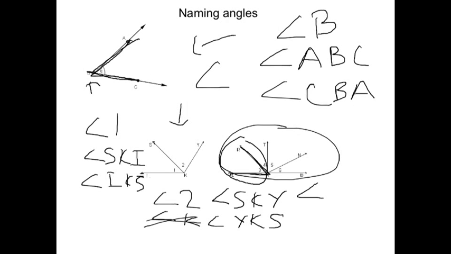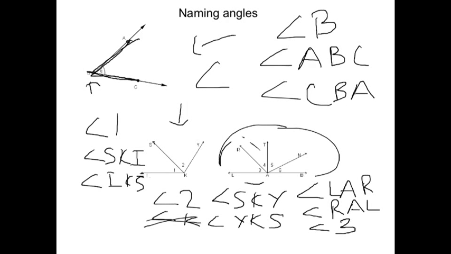So that angle would be angle LAR, angle RAL, or angle 3. I could call it angle A, but there's a heck of a lot of angles in that diagram right there that could be called angle A. And if I say to you, measure angle A, you're going to look at me and be like, which angle are you talking about? So be very, very specific, because if I tell you angle LAR or angle RAL or angle 3, you'll know for a fact that I'm talking about that one.